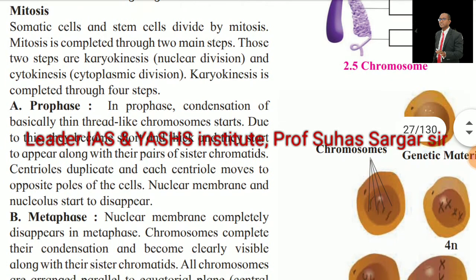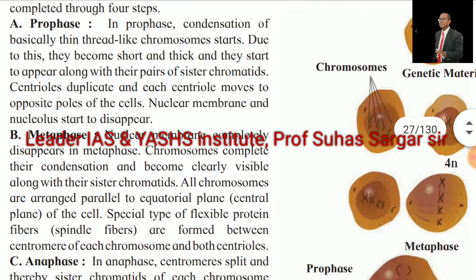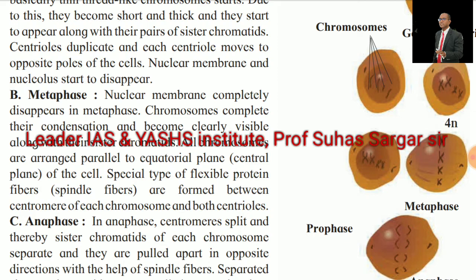Mitosis. Somatic cells and stem cells divide by mitosis. Mitosis is completed through two main steps: karyokinesis, that is nuclear division, and cytokinesis, that is cytoplasmic division. Karyokinesis is completed through four steps. First, prophase. In prophase, condensation of the basically thin thread-like chromosomes starts. Due to this, they become short and thick and they start to appear along with their pairs of sister chromatids. Centrioles duplicate and each centriole moves to opposite poles of the cell. Nuclear membrane and nucleolus start to disappear. Metaphase.